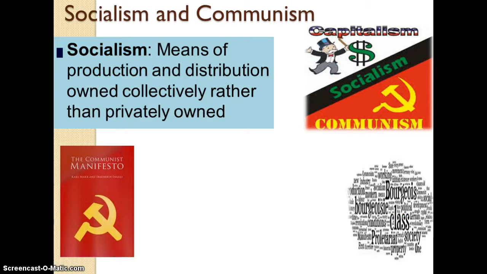Okay, so moving on from capitalism, we are going to define and discuss socialism and communism. So socialism was really defined with the writings of Karl Marx and Friedrich Engels, and it's defined as a means of production and distribution owned collectively rather than privately owned. So collectively means owned by all.